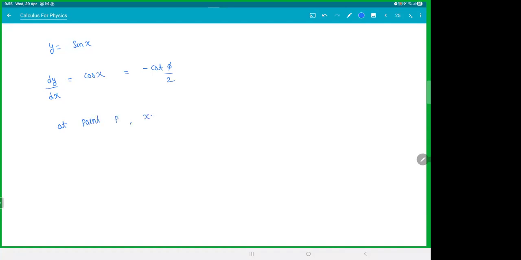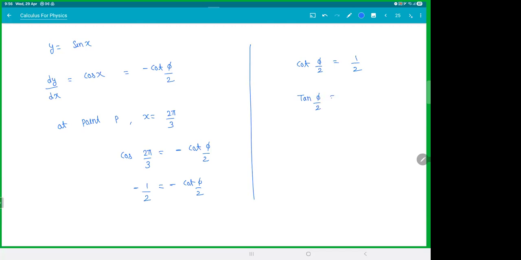At point P, x is given as 2 pi by 3, or 120 degrees. Cos 2 pi by 3 is minus half. You should remember that. And this is cot phi by 2. So we get cot phi by 2 is equal to half. Or you can also write this as tan phi by 2 is equal to 2. You can write however you want at this point. It all depends on how the options are looking. Did they give options in tan or cos?